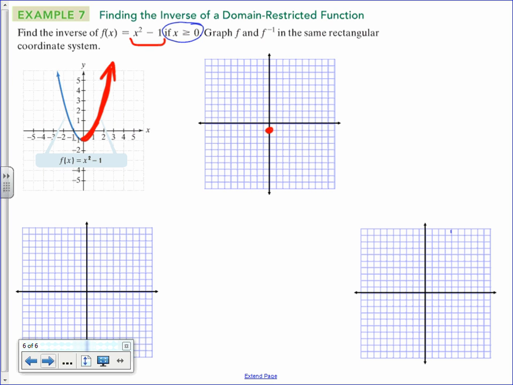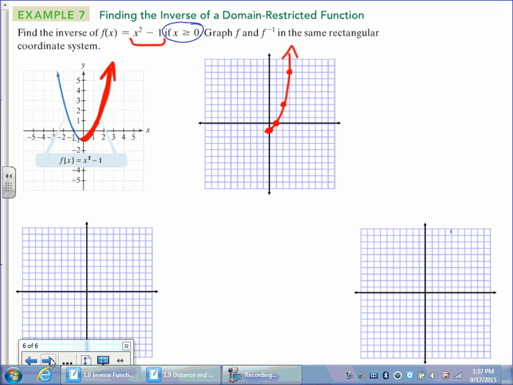Then we have the point 1, 0. Then instead of having the point 2, 4, it will be 2, 3. And instead of having the point 3, 9, it's going to be 3, 8. Like that.